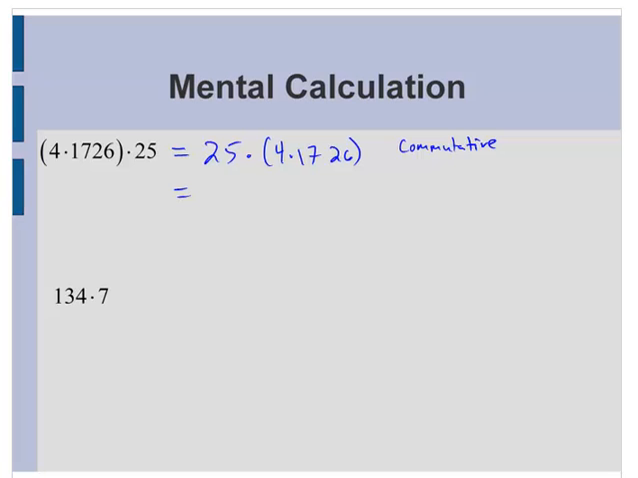Now let me change the grouping to the quantity 25 times 4, times 1,726. Now I've done this because I know that 25 times 4 is a nice number. And I used an associative property to get there. 25 times 4 is 100. And multiplying a number by 100 is usually pretty easy. If it's a whole number that we're multiplying by 100, all you do is add 2 zeros to the end.